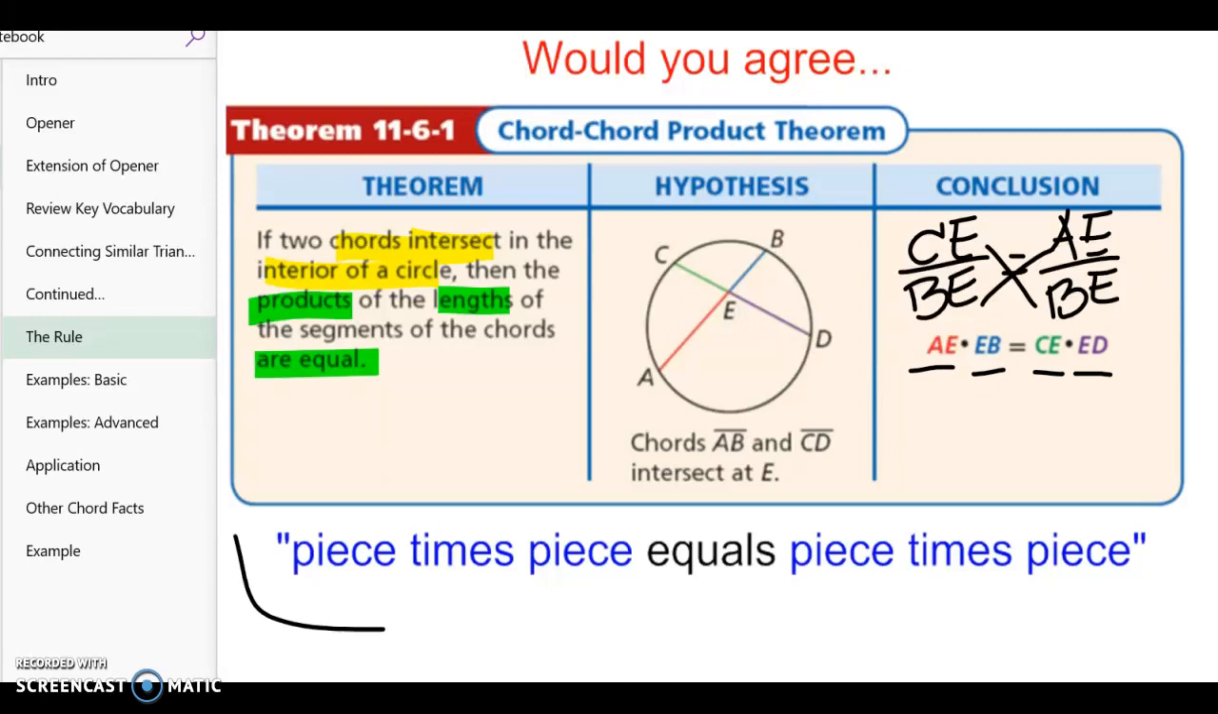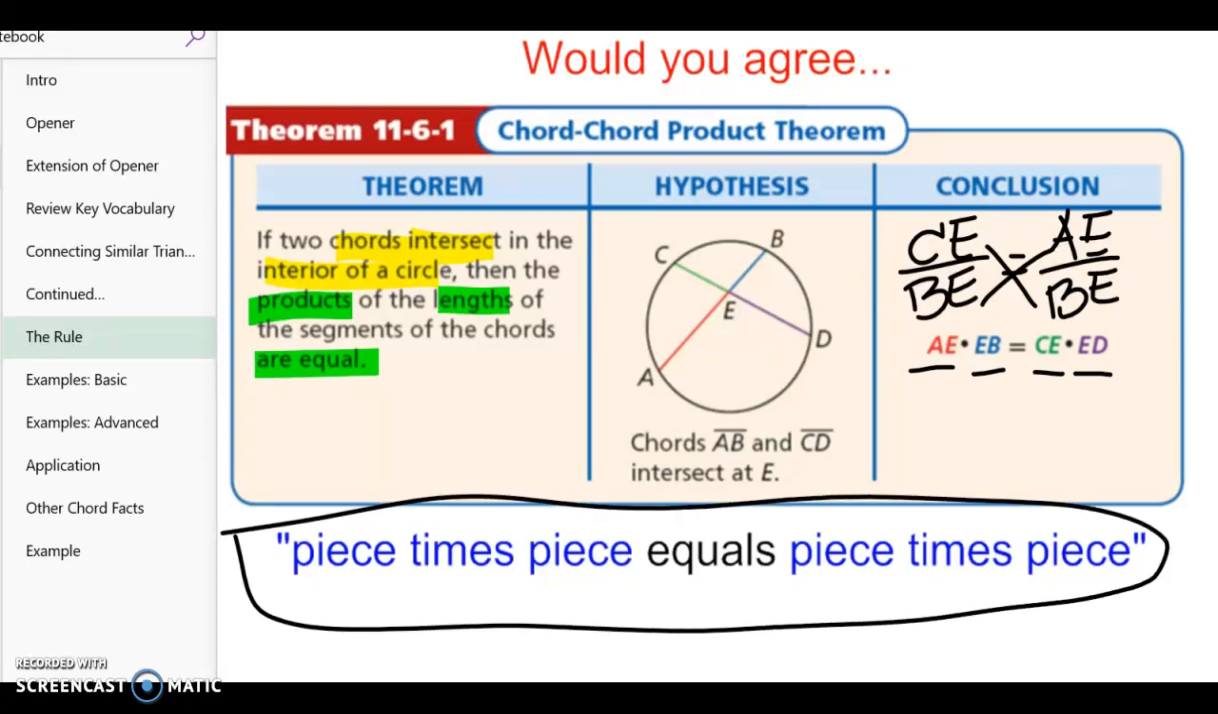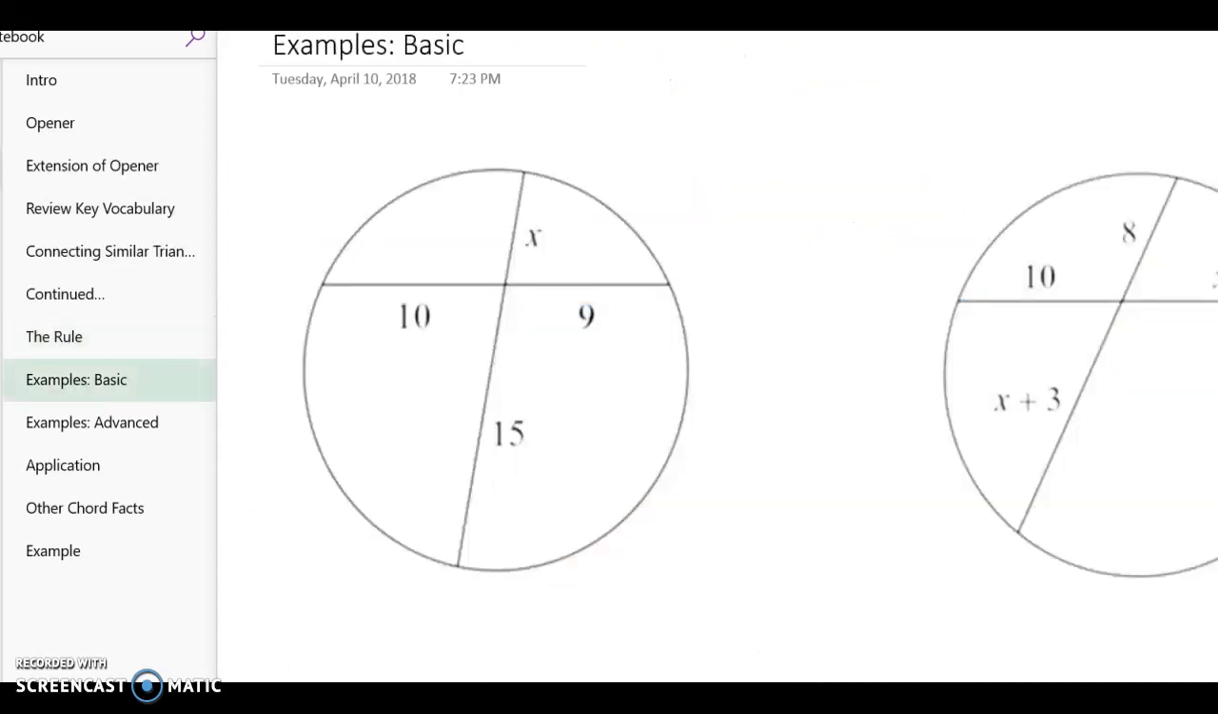And here's a little tip to help you remember. A piece times a piece has to equal a piece times a piece. And that's as hard as it gets for the chord-chord product theorem. So let's look at an example really quick.